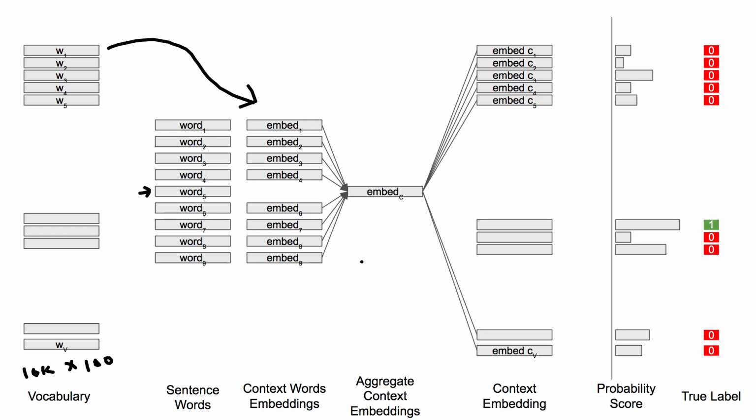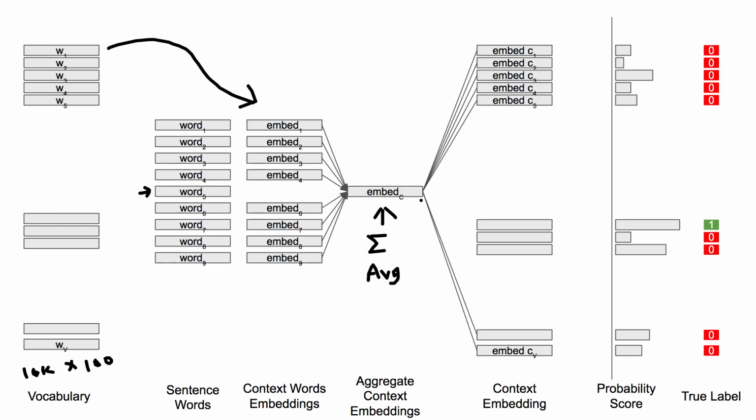Now, you aggregate these context word embeddings to generate the aggregated context embedding. So this can be either the sum or this can be an average, the mean. So for this example, let's consider the average. And once you have this contextual representation, you essentially have a vector representing the context in which word 5 occurs.